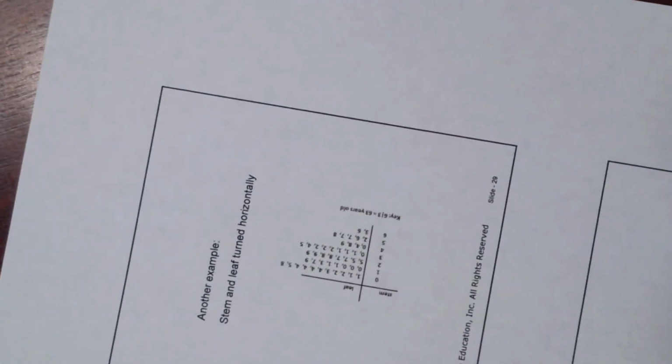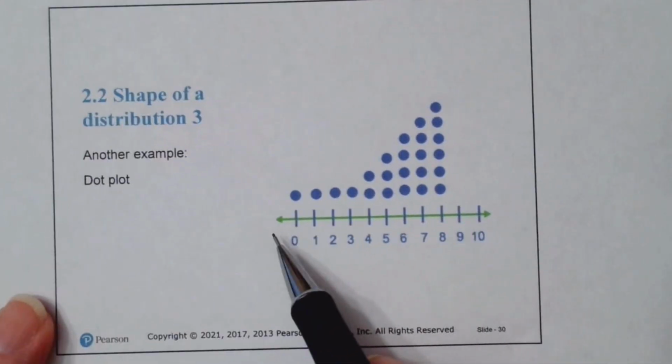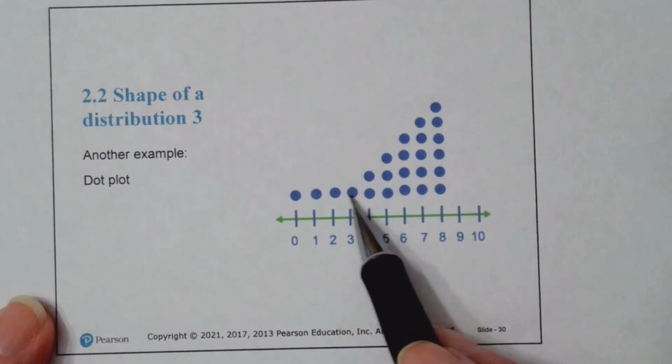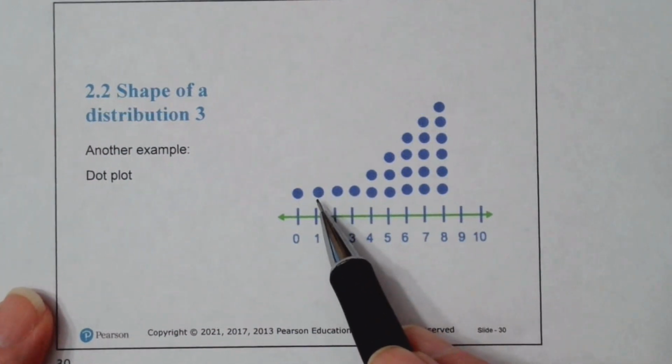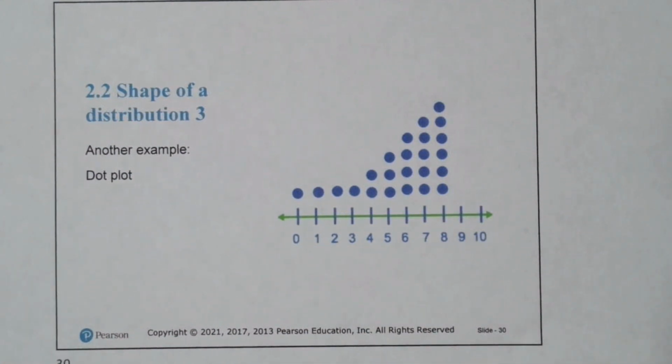And this one is also skewed left. You can see that right here. Even though there's just one of each of these, we definitely have a distribution that's skewed left. All right, that's actually the end of this video. I don't have any more to say about section 2.2.